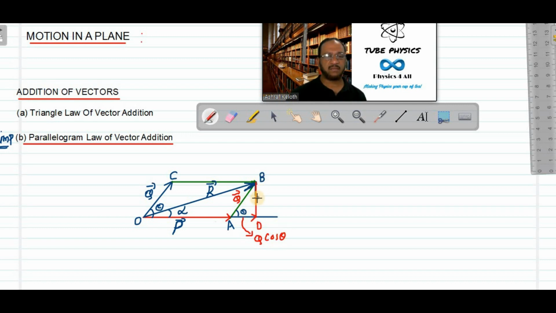What will be this side, BD? BD is the vertical component. Sin theta. It is Q into sin theta. Actually, the vertical component will be coming here, but it can be taken equal to BD. So we can take BD equal to Q sin theta.